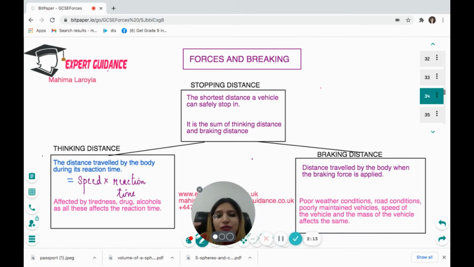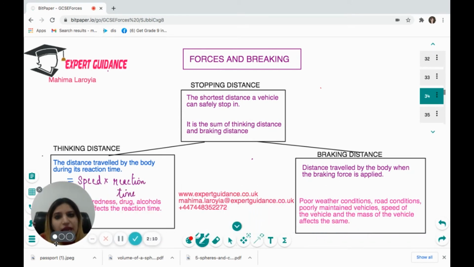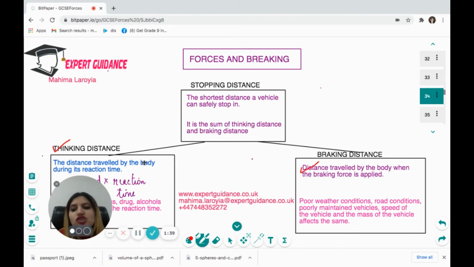Now let us look at forces and braking. Now, what is forces and braking? When you're driving a car and you see some object coming in front of you, you first think what it is, then you apply the brake. As soon as you apply the brake, the distance your body has traveled after applying the brake is the braking distance, and the distance traveled in the time you take to think and apply the brake is the thinking distance, and together both of these distances, thinking and braking distance, constitute the stopping distance.